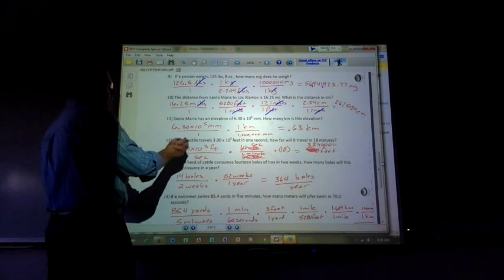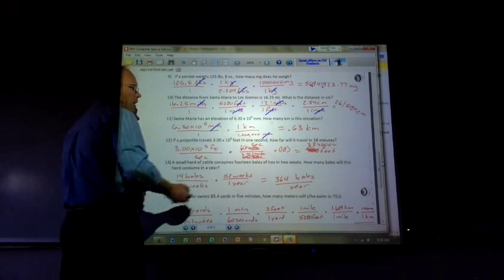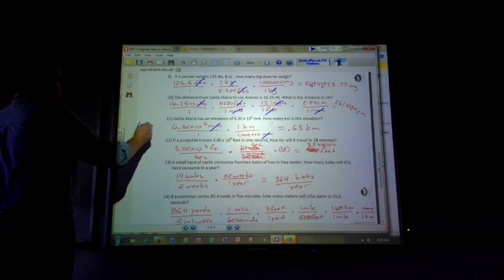All right, Santa Maria has an elevation of 6.3 times 10 to the 5th millimeters. How many kilometers is the elevation? So I know that 1 kilometer is 1,000,000 millimeters. So millimeters cancels out. On your calculator, you go 6.3 e to the 5 divided by 1,000,000. So that's 0.63 kilometers above sea level.